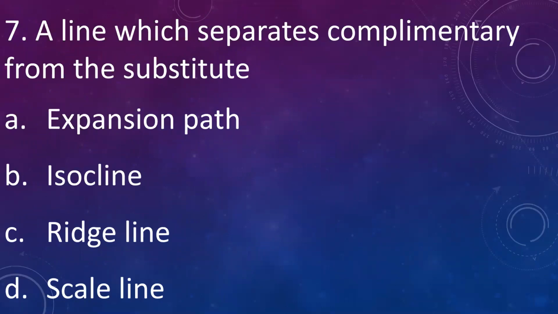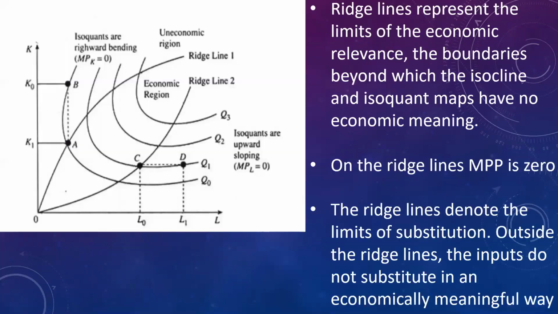Next question: a line which separates complementary from substitutes is: A. Expansion path, B. Isocline, C. Ridge line, D. Scale line. Answer is ridge line. Ridge line will separate complementary from the substitutes. Now here you can see there will be two ridge lines. At ridge line 1, marginal product of capital will be 0, and at ridge line 2, the marginal product of labor will be 0.